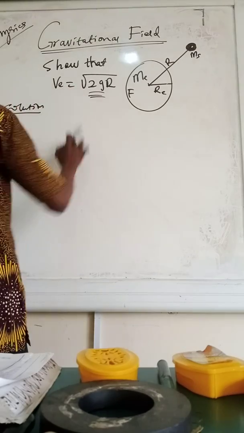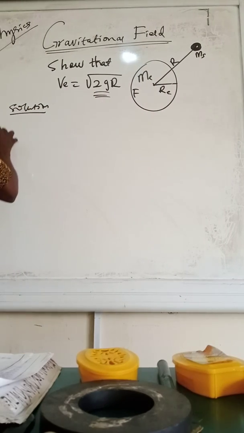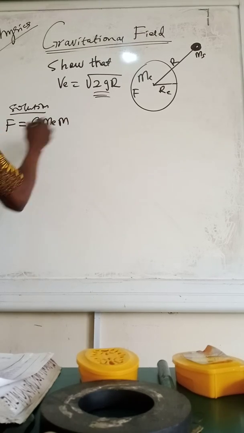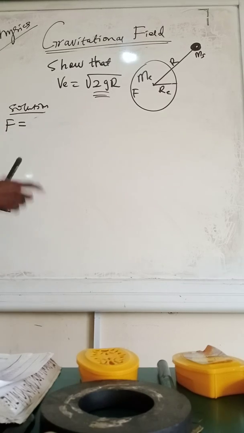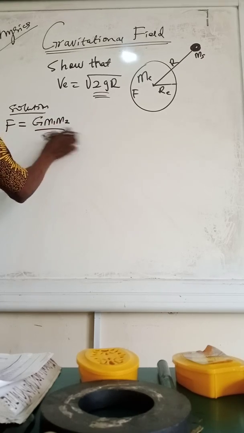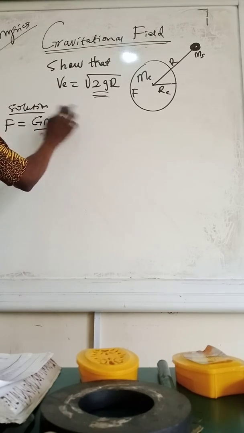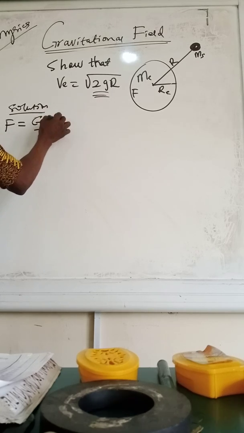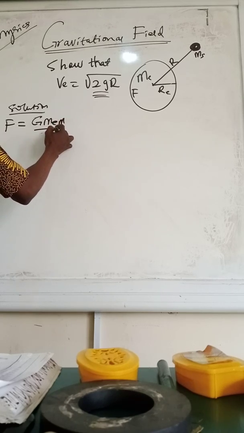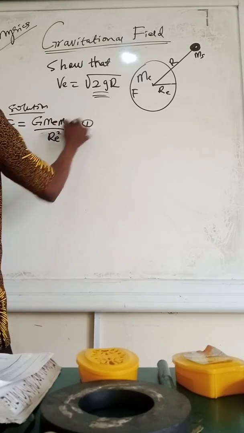In attempting this question, it is very, very imperative you draw, because it will throw more light on what you are doing. Solution. Recall that F is equal to what? Recall that your F is equal to G M1 M2 all over R squared. Now, I want to throw more light on this. You are free to change this variable as this. Your M1 becomes your ME, and then just ordinary M, and then this one just write your RE. Yes, you can write your RE squared. So call this equation number 1.